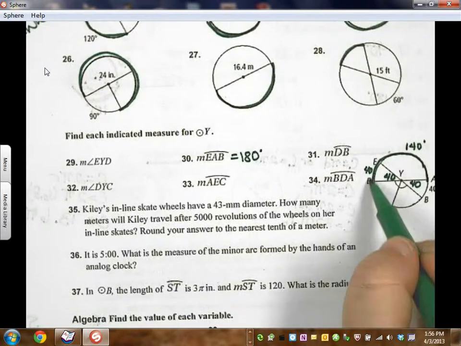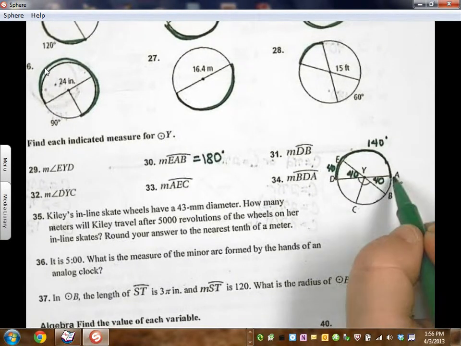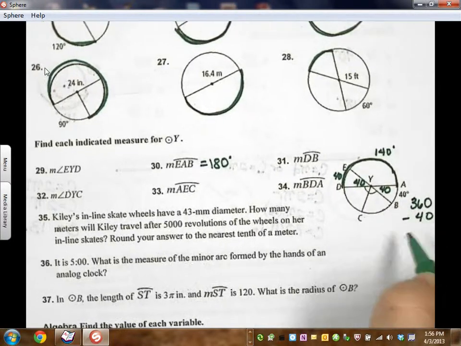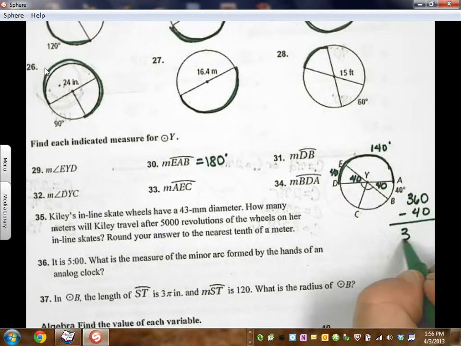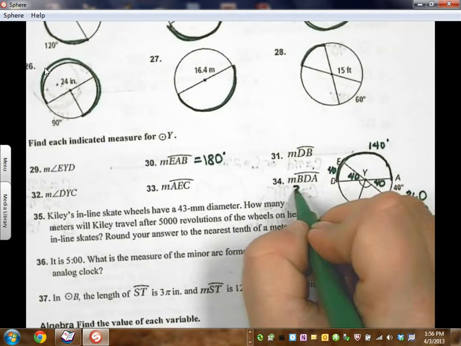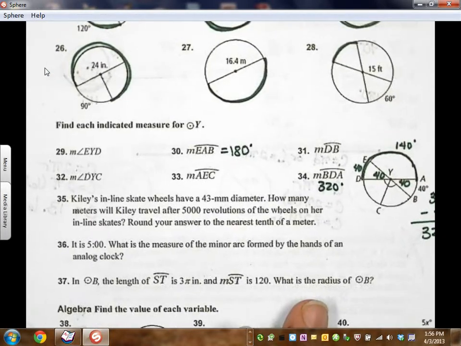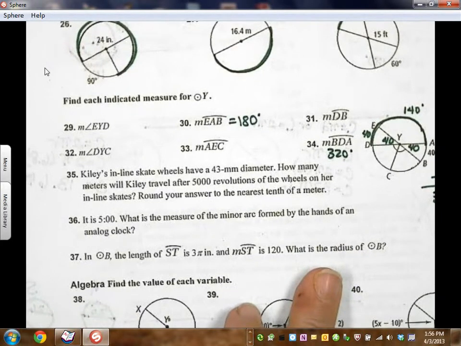Well, the whole circle is 360 degrees. So I can take the whole circle and subtract the part I know. So 360 minus that little piece that I know, and that's going to tell me the whole arc that I have left. So that's 320 degrees. Hope that kind of helps you think about these. I know it's a little confusing. We're going to go over it in class. Just do the best you can on it for your homework.